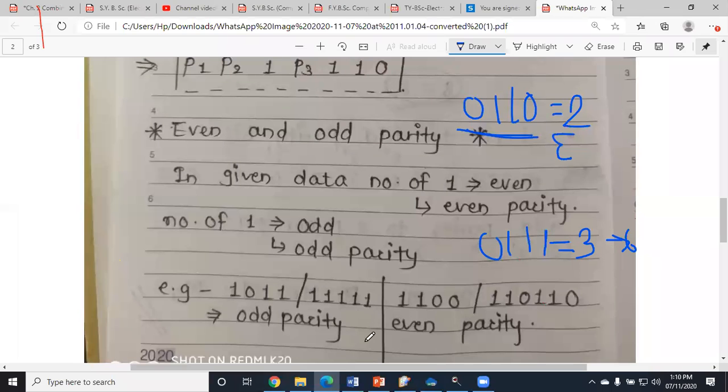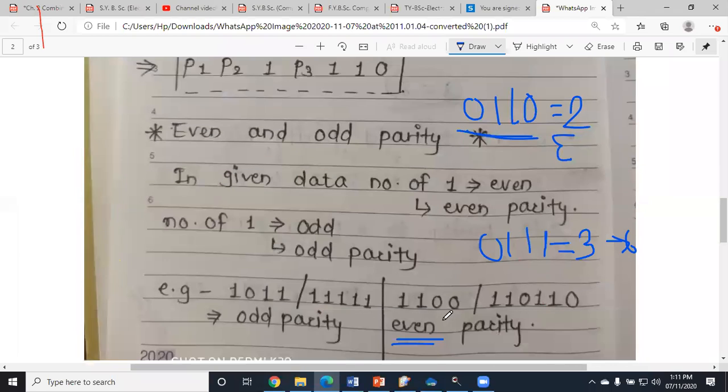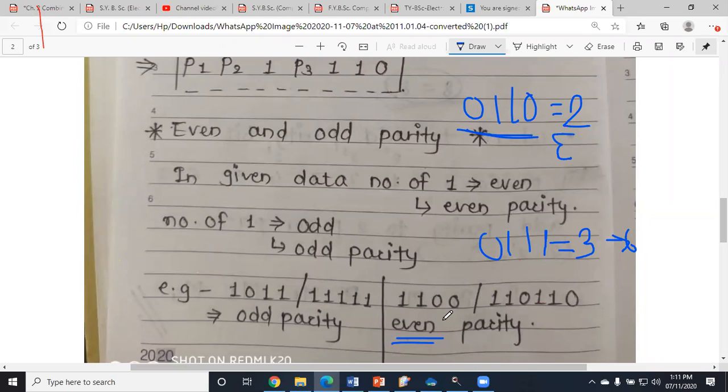How many number of ones are there? 5. 5 is again odd number, that is why parity of this is odd, right? See these examples. 1 1 0 0, number of ones is equal to 2. 2 is even number. Here how many number of ones are there? 4. 4 is again even number, that is why parity of both of them is equal to even parity, right? You cannot use this connection to find out the parity bits. This is nothing but the type of parity, either even parity or odd parity, right?